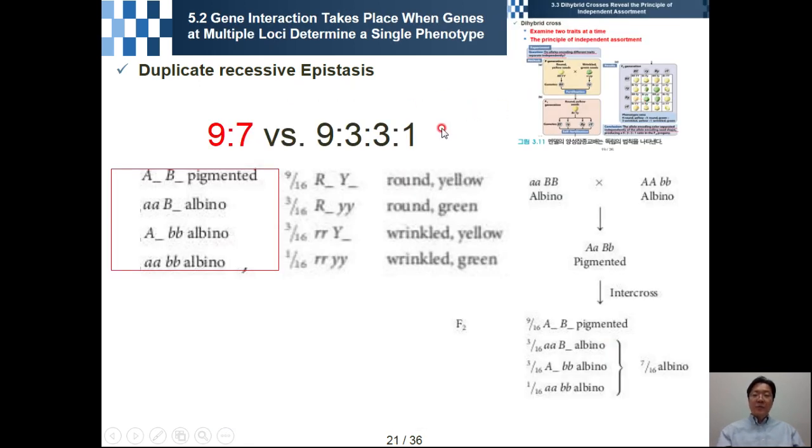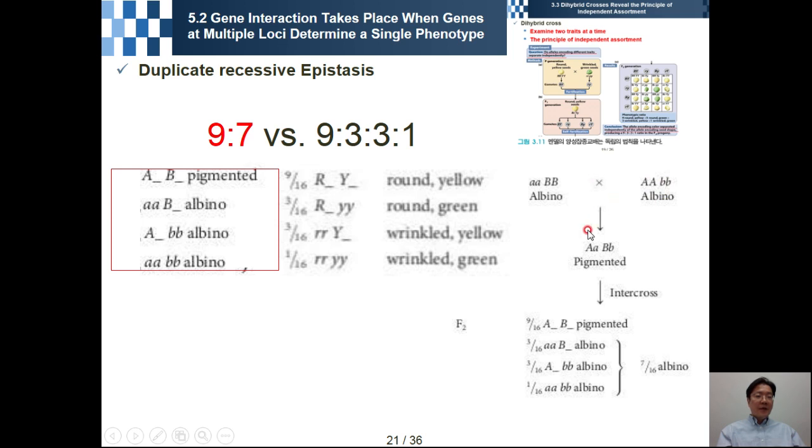In this case, we can also do a calculation. For example, the A allele and B allele are located on different chromosomes, so they will follow the principle of independent assortment. The ratio will be 9 to 3 to 3 to 1. For example, one parent has small aa, large BB. The phenotype is albino because they have small aa. Another parent is large AA and small bb. This is also albino because they have small bb.